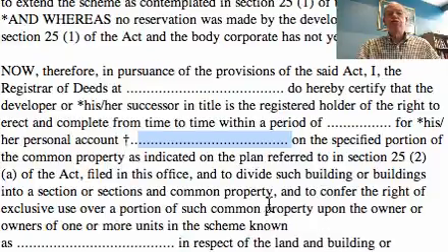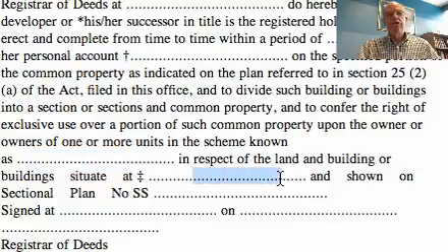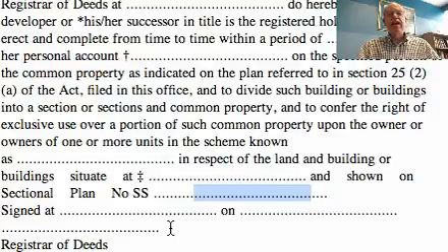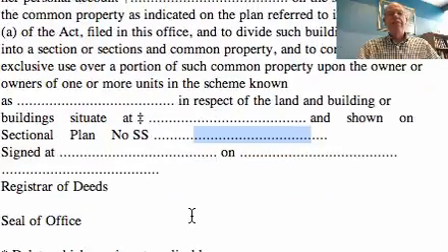And the person's right, the holder's right, is to create those buildings, to divide them, and to have more units created and confer the right of exclusive use with certificates of registered real right in regard to those exclusive use areas in respect of these new buildings. The scheme name is here, the local authority in which it sits is here, the SS number is here, and it's signed by the Registrar of Deeds and has his seal of office.